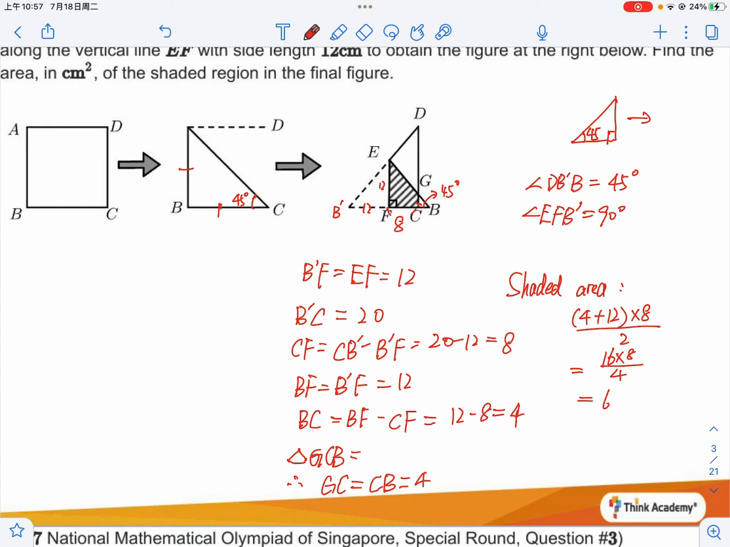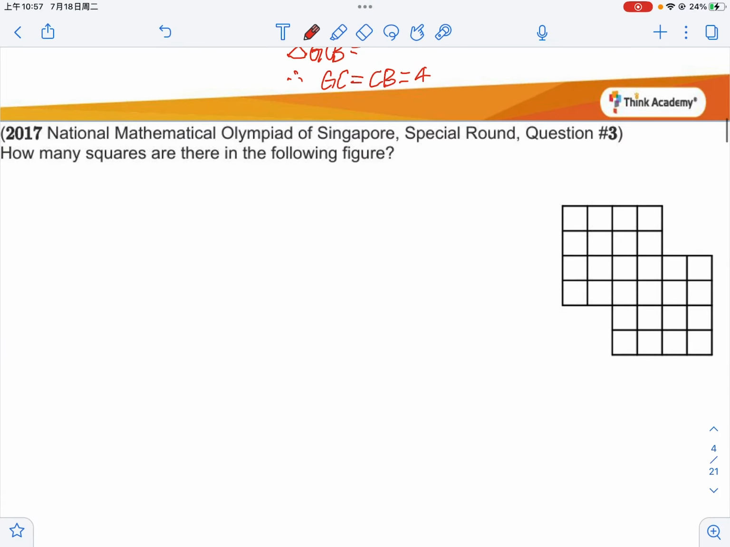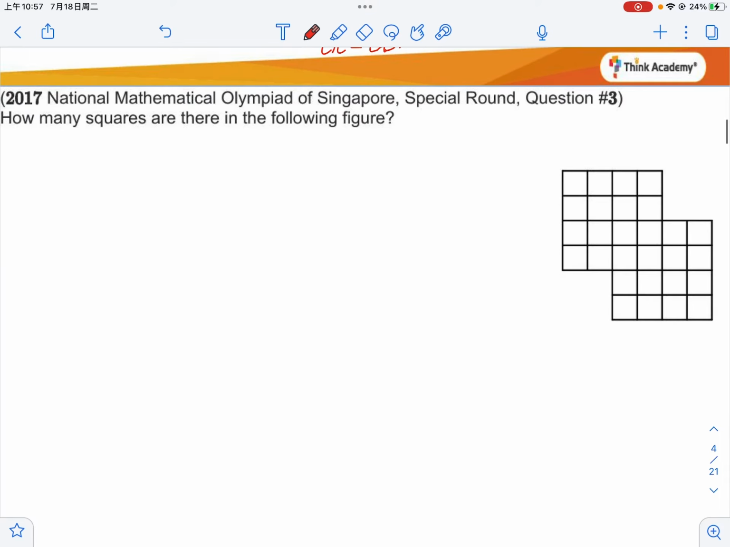The answer is 64 cm squared. Okay, so now let's look at the third question. The third question is just to count how many squares. You need to find out the smallest square is 1 times 1, this smaller square. So you calculate how many smaller squares we have. Just 4 times 4 plus 4 times 4, then minus this 4, which should be 16 plus 12 equals 28.